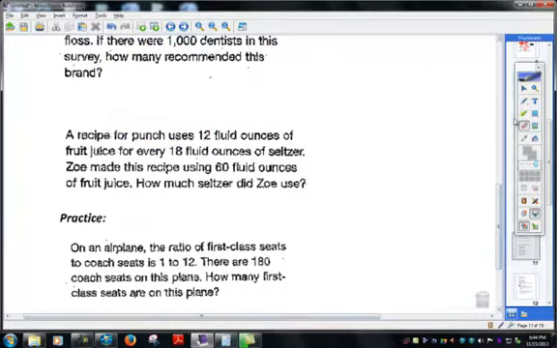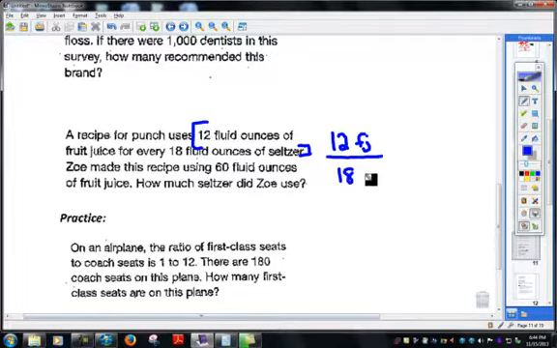Our recipe for punch uses 12 fluid ounces of fruit juice for every 18 ounces of seltzer. Okay, so here we go. I got 12, I'm just going to say FJ. That's 12 fruit juice for 18 ounces of seltzer. Sometimes students put ounces on both. Put it to where they're both different. Make sure both labels are different, okay?